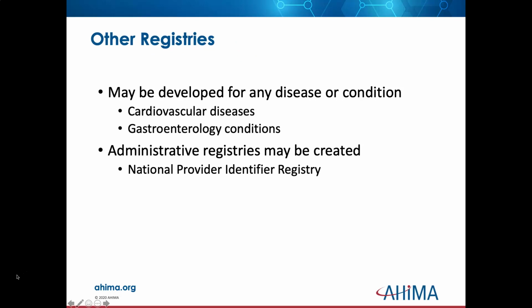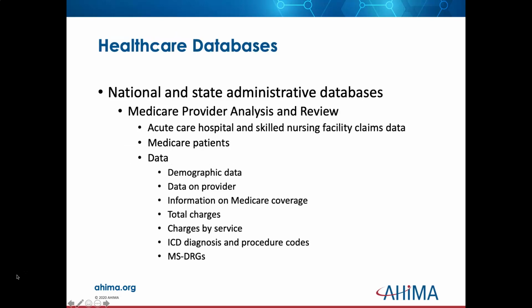There are other registries that can be developed for other diseases and conditions such as cardiovascular diseases or gastroenterology conditions, such as Crohn's disease, that type of thing. Also, administrative registries may be created. A National Provider Identifier Registry is a good example of that. There are many types of healthcare databases.